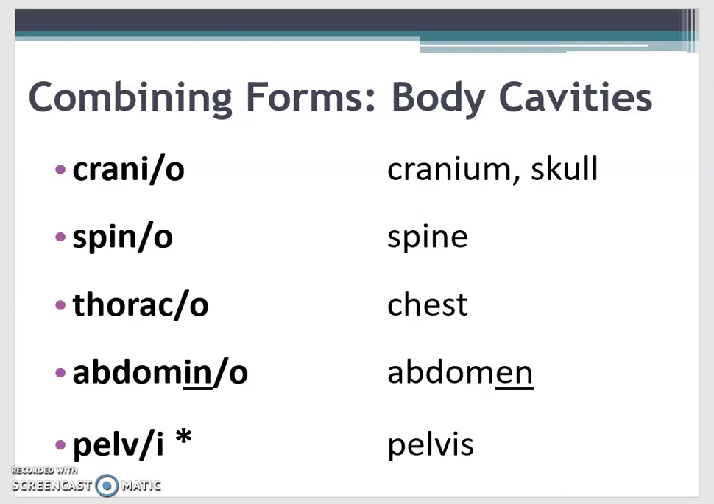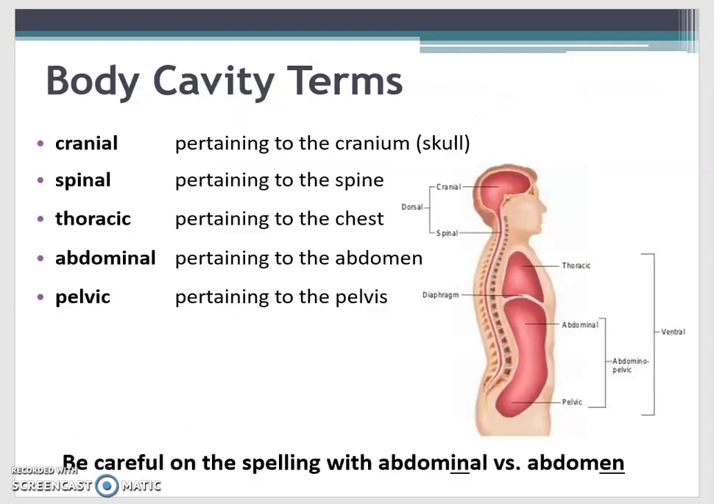The other is our first anomaly combining vowel, pelvi. So this is the first time you've seen it other than just being told it's out there. Pelvi, of course, refers to pelvis. The asterisk is just meant to bring your attention to that word and note that it is a different combining vowel.